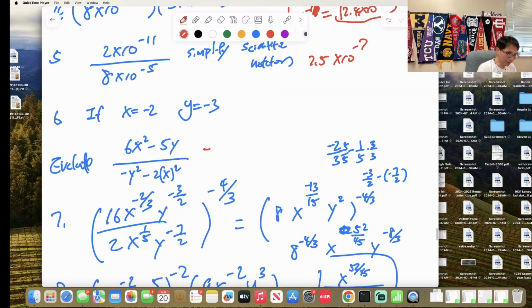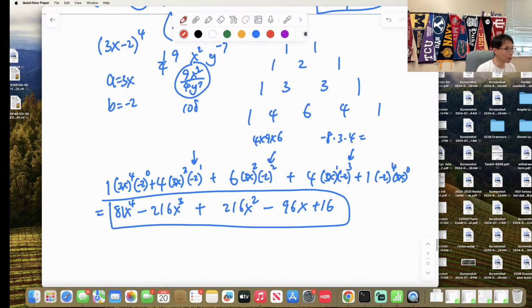What will be the answer for this one? Negative 39 over something. Okay, good. And we went over all the questions. So let's go back to talk about binomial expansion.